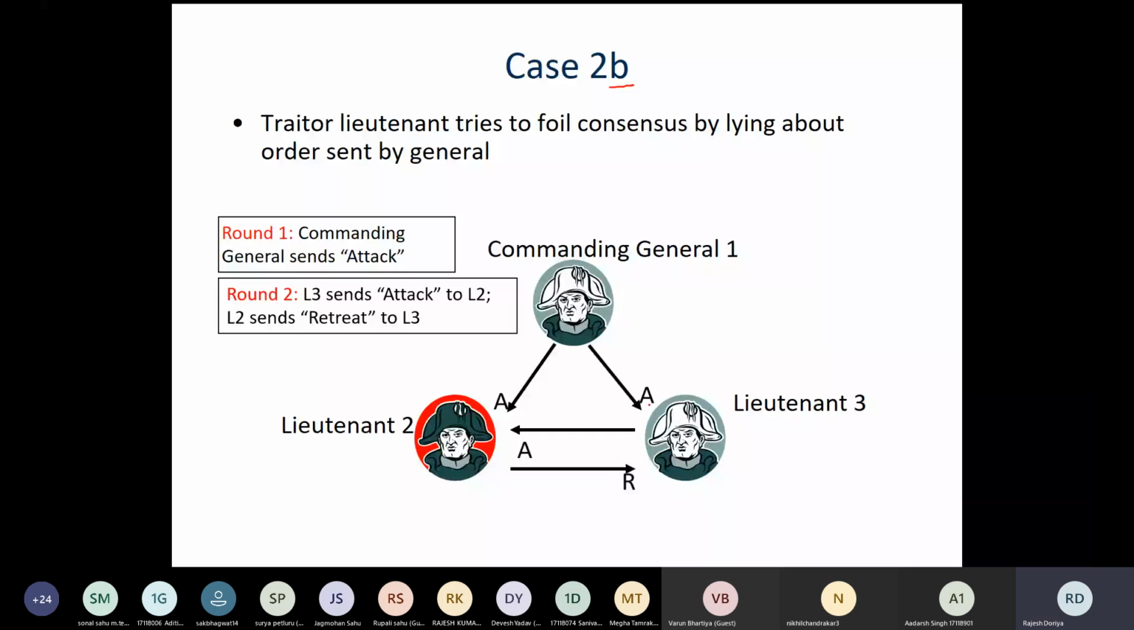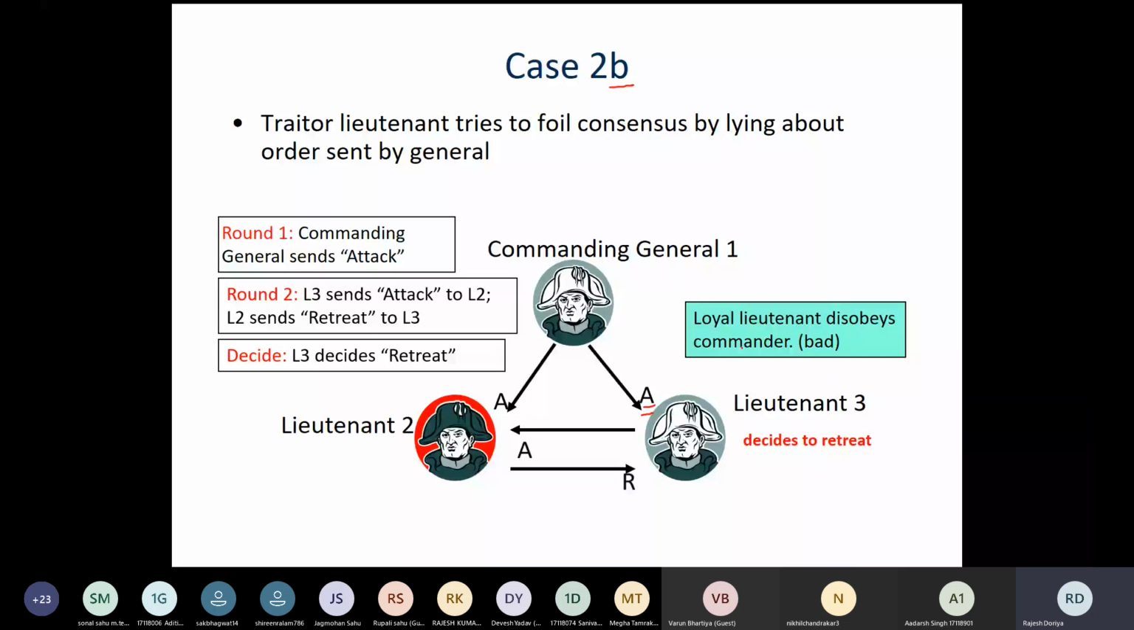So since this is a very sensitive, or you can say very critical option, in this case it will again not have a clear consensus. So again, it may take the help of the default option, which is retreat. So in this case, L3 will decide to retreat. So with this, you can say that the loyal lieutenant disobeys the commander, which is bad, and hence the consensus is being violated. Okay, so consensus is not being achieved fully.